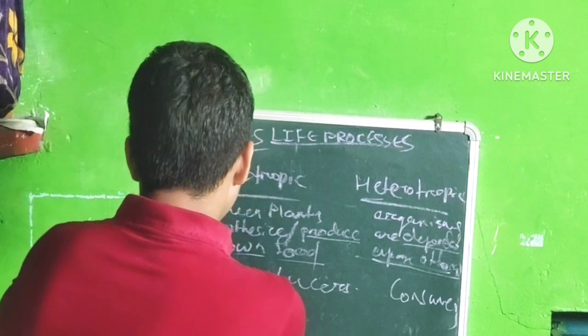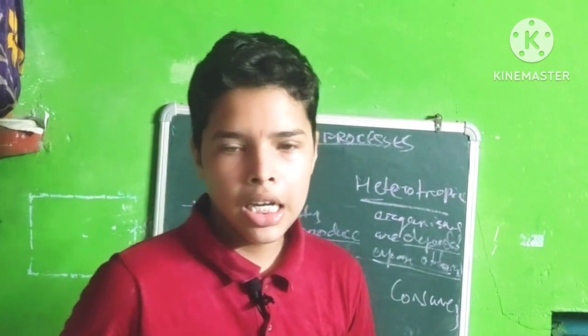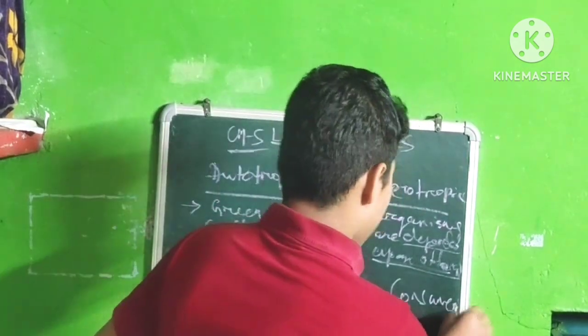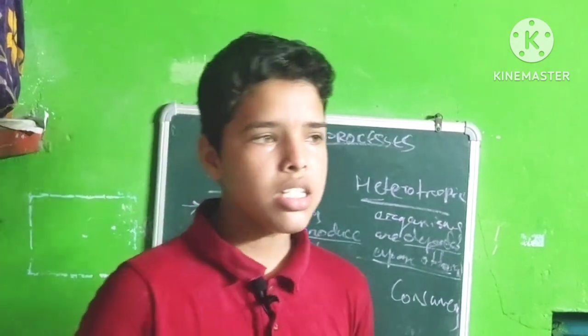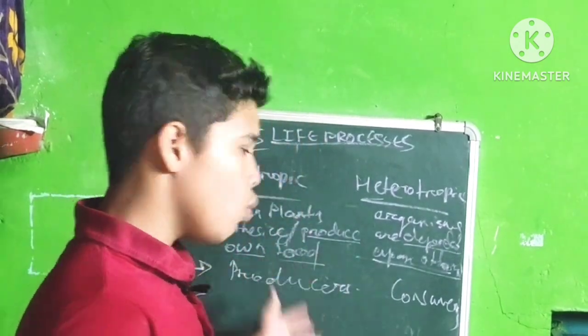Over. Now the third point we can take is these are called consumers and these are producers, already discussed. Now how do they store their food?